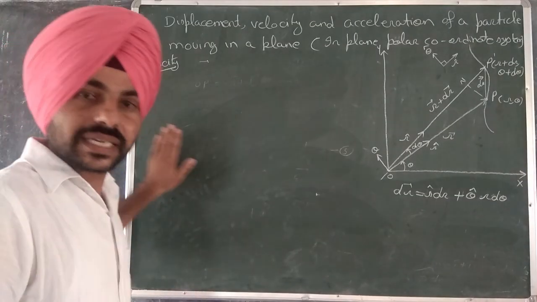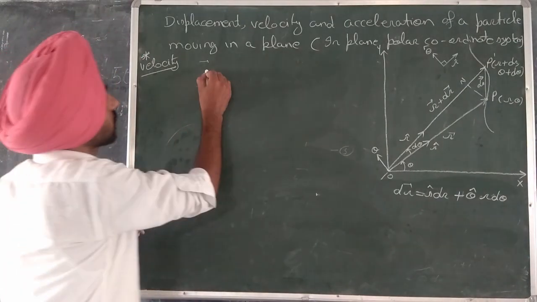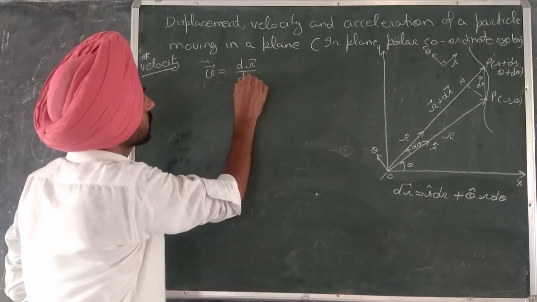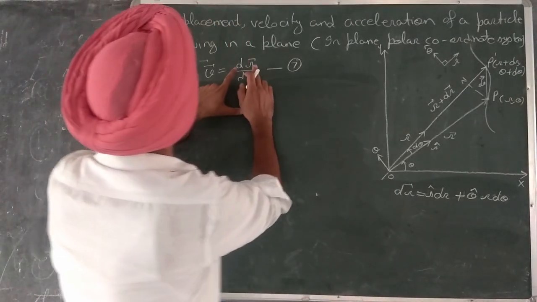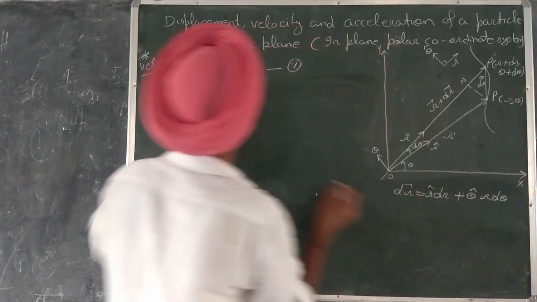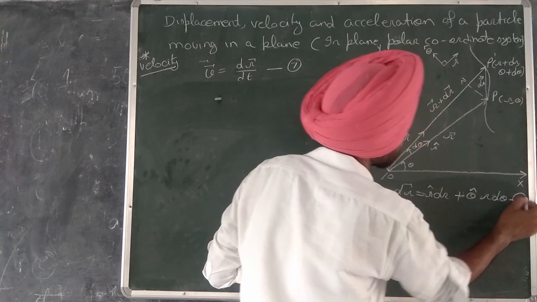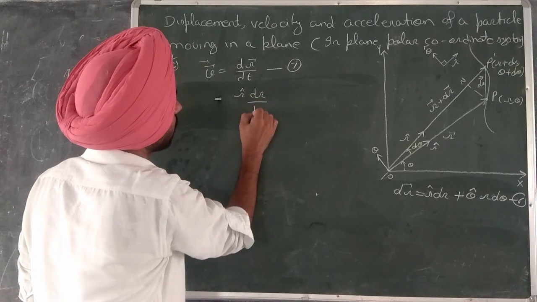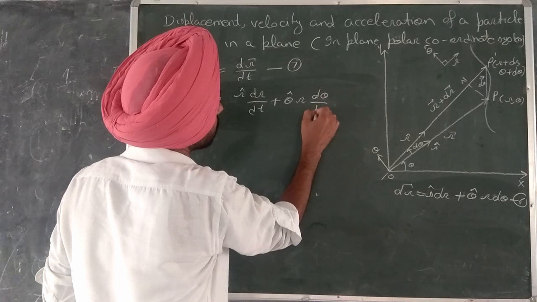The velocity of a particle is defined as the time rate of change of its position. That means by definition v equal to dr by dt. Let it be equation number 7. So now, what is this dr? dr is r cap dr plus θ cap r dθ. So let us substitute this value. That means we will divide this equation number 6 by dt. So this is r cap dr by dt plus θ cap r dθ by dt.